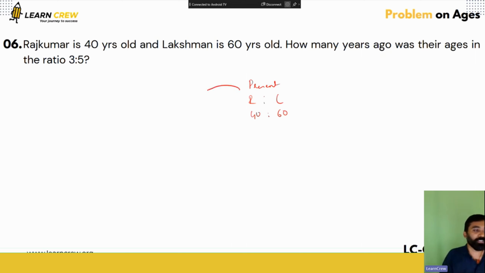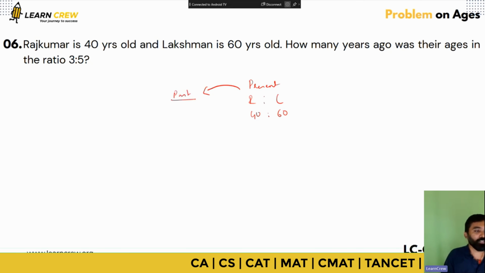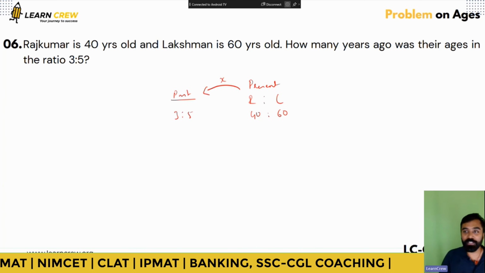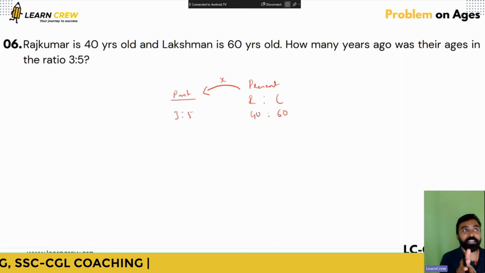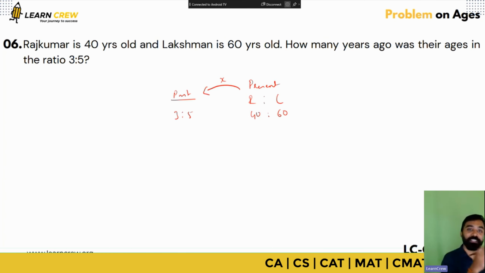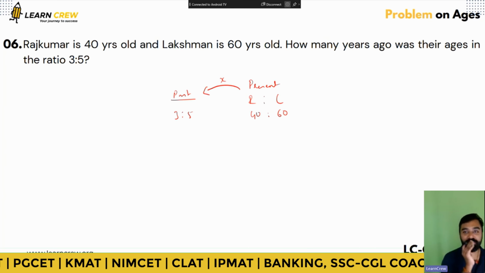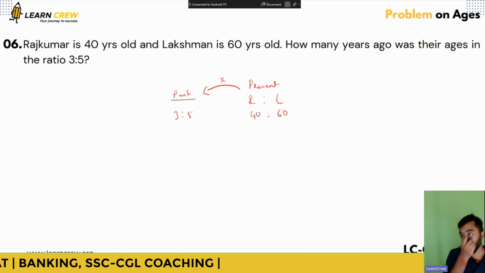Okay. They're asking for the past age, before how many years we do not know. Past age is in the ratio 3:5. We need to find this X. What is this X value we need to find? Now, if you are currently 20 years, what will be your age before 10 years? 10 years. If your age is 45, before 10 years is 35. Fine.